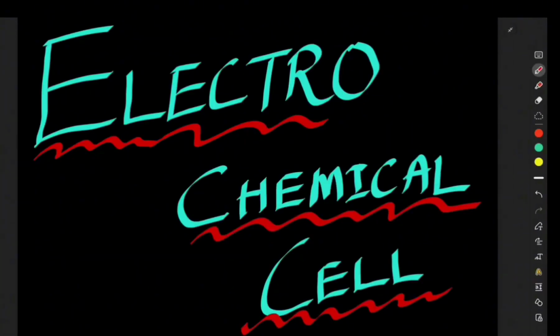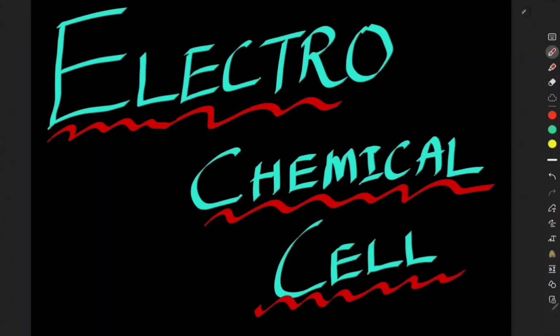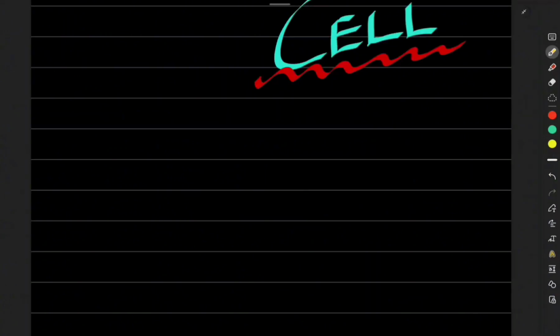We're gonna revise the electrochemical cell. In the previous video, we learned about electrodes. Here, we're gonna learn about the electrochemical cell. What is an electrochemical cell? An electrochemical cell consists of two electrodes in contact with an electrolyte.